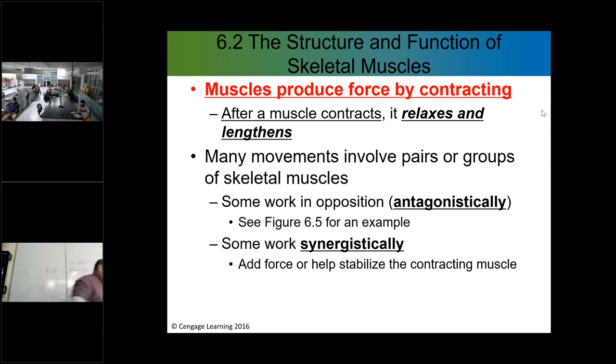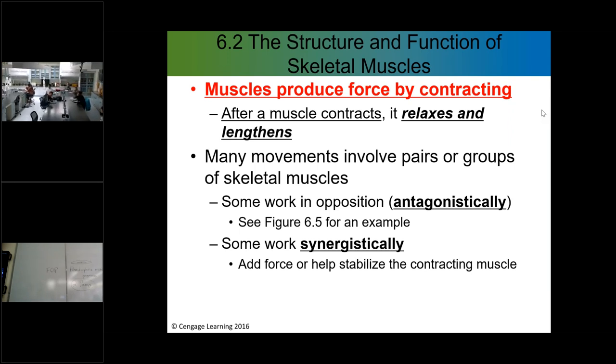So let's go back over to our model here. As we're looking at this model, look at this again, because the biceps is something that we all kind of grasp. You see that there are a lot of muscle fibers. We would also call them muscle cells. Those long muscle fibers are also known as muscle cells.